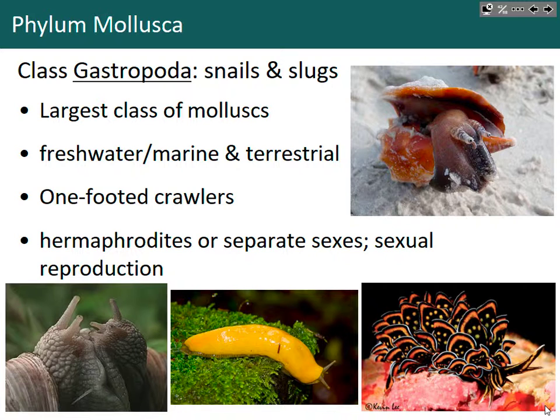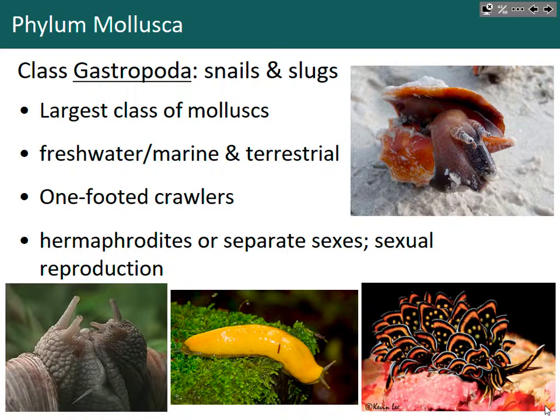So the first class we want to mention are the gastropods. These are the snails and slugs. This is the largest class of mollusks. They are really diverse. There are a lot of different species, and they live in a lot of different types of environments. And so we find them both in freshwater and marine water, and we also find them living in terrestrial environments. And some of them, remarkably, even live in arid environments.